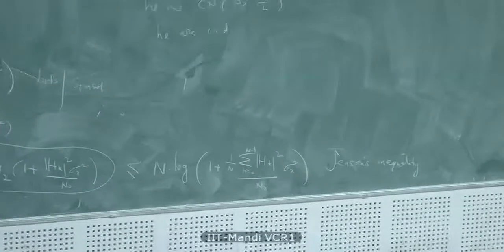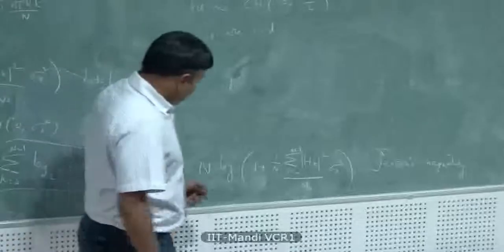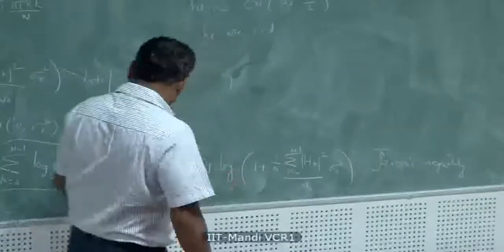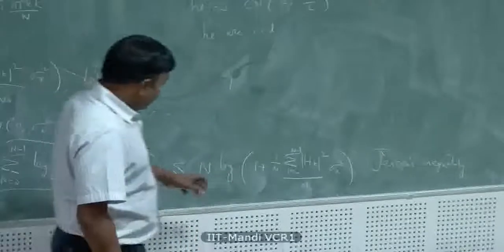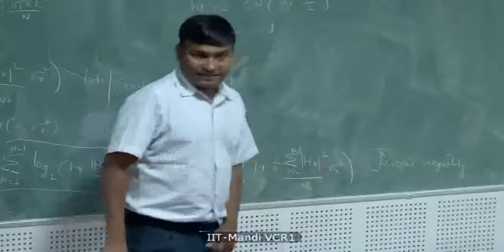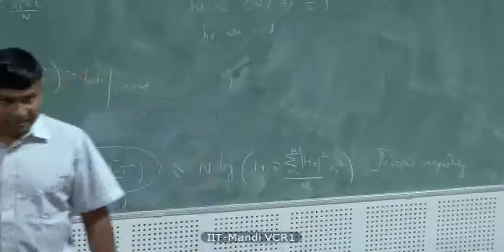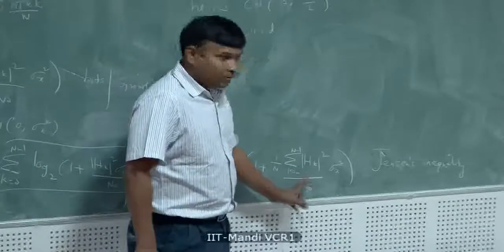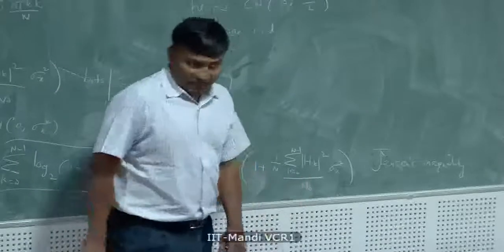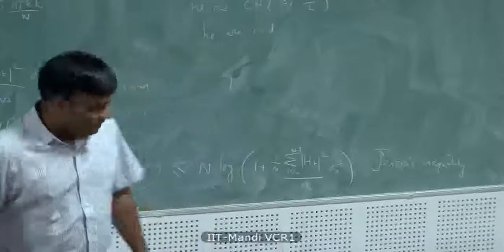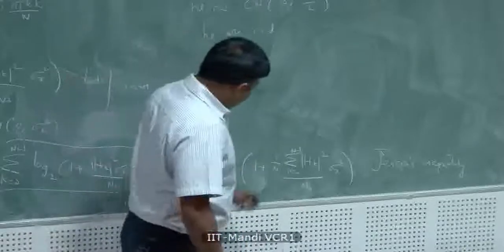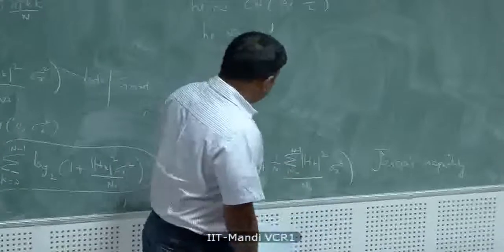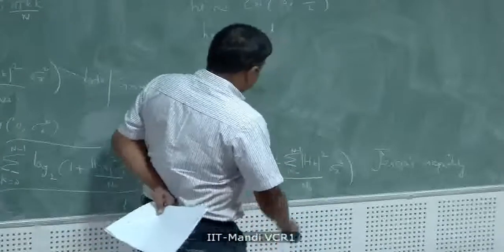Well, first of all, we moved the summation inside the logarithm. So we have something like N times logarithm of 1 plus a single SNR. And this SNR can be related to the SNR of the channel. What is the SNR of the channel? So let's take this and see how we can manipulate it.